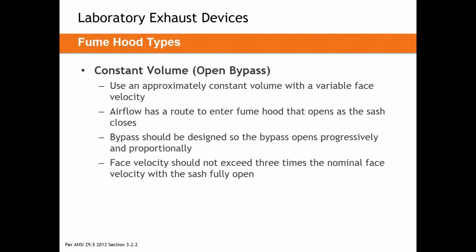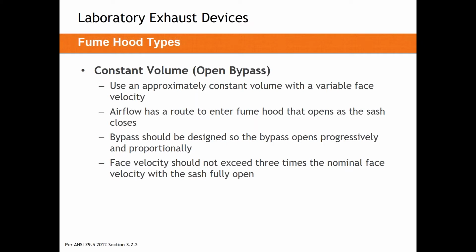Constant volume fume hoods are sometimes called open bypass hoods. The reason is they have a bypass that will open progressively as the sash opens or closes. Meaning as we open up face area, we will close off the bypass, meaning that a constant or an approximately constant volume of air will hopefully provide us a not too variable face velocity on that fume hood.